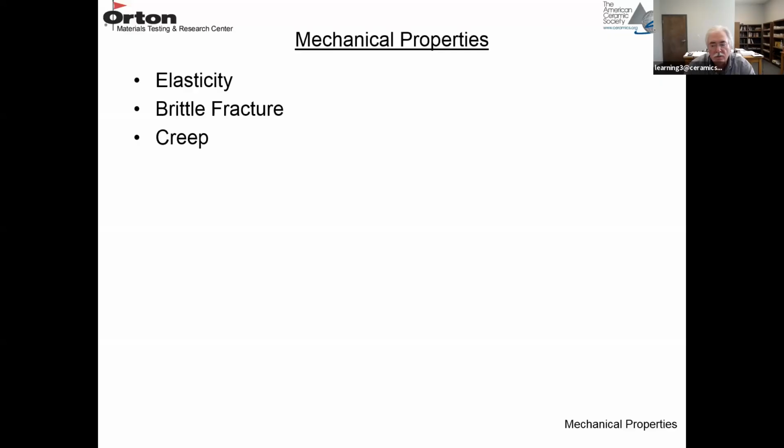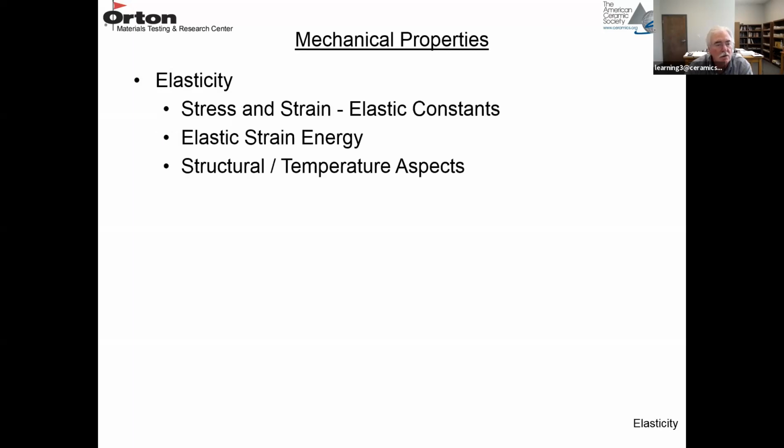Okay, so refractories, and there are three properties that we'll consider: elasticity, brittle fracture, and creep deformation. For elasticity, we'll start with some simple definitions of stress and strain and elastic constants. We'll define stored elastic strain energy, which is the driving force for brittle fracture. And we'll look at the effects of structure and temperature on mechanical properties of refractories.